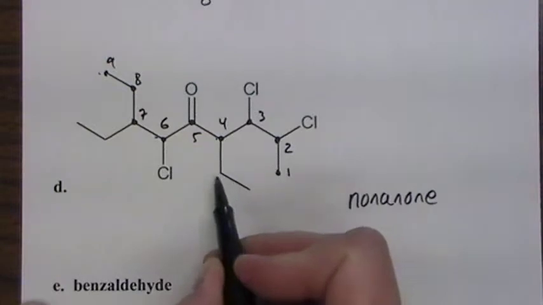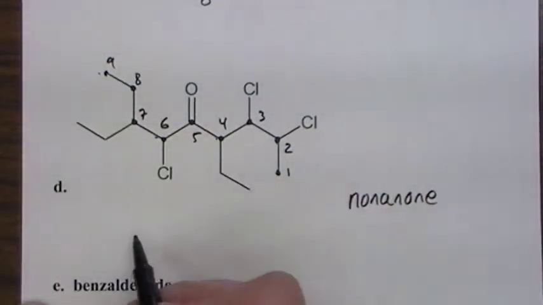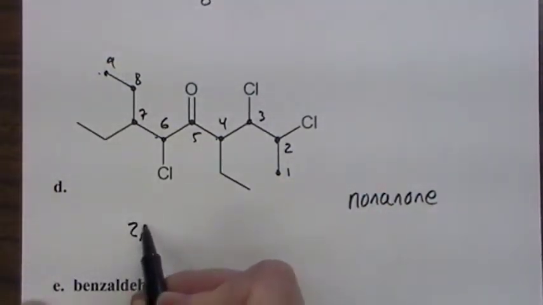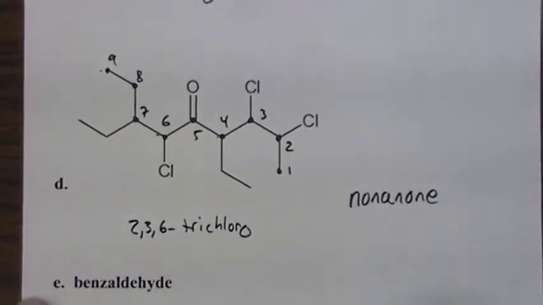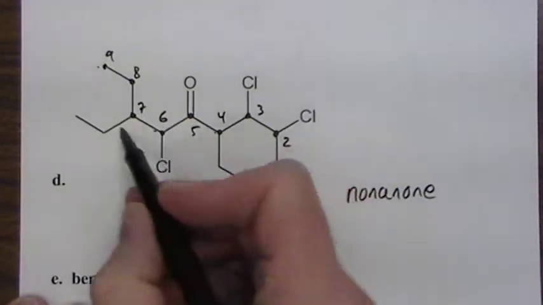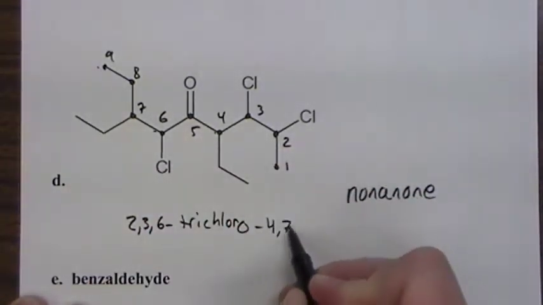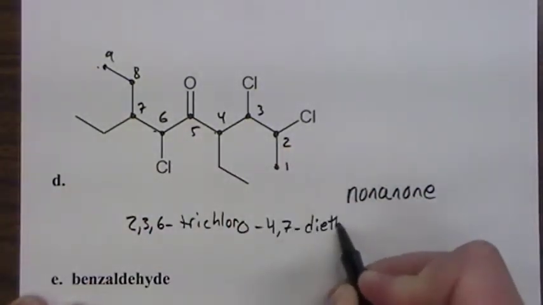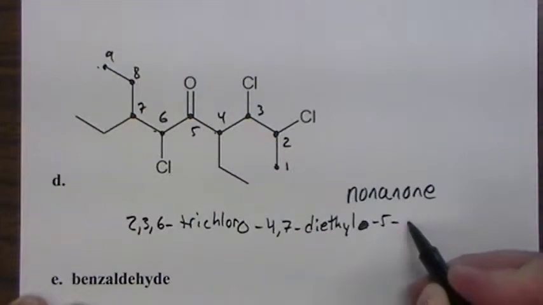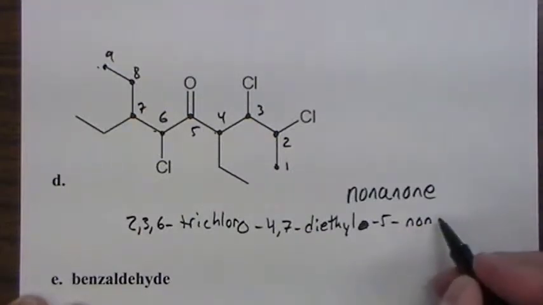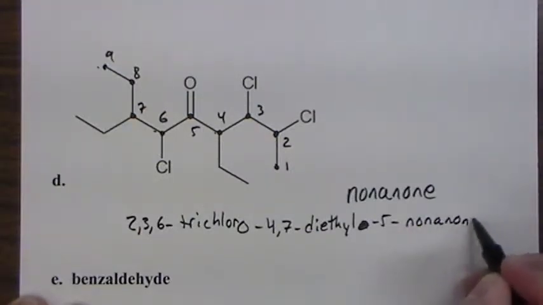So we have, this is an ethyl group, chloro, so 2, 3, 6. So 2,3,6-trichloro. Then we have an ethyl group here and then here, so 4,7-diethyl. And then we have to put in, because it's a ketone, where that C double bonded to O is, nonanone.